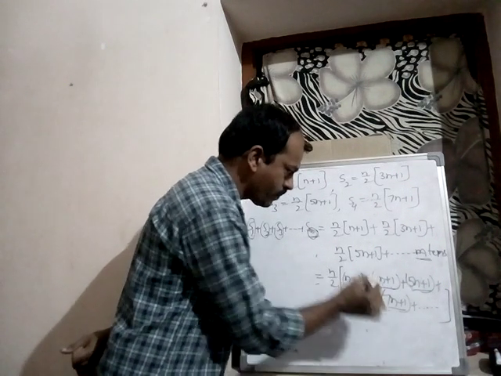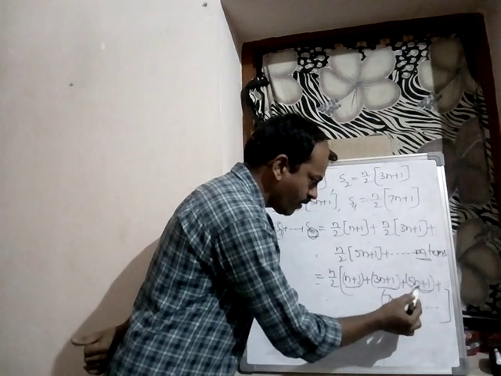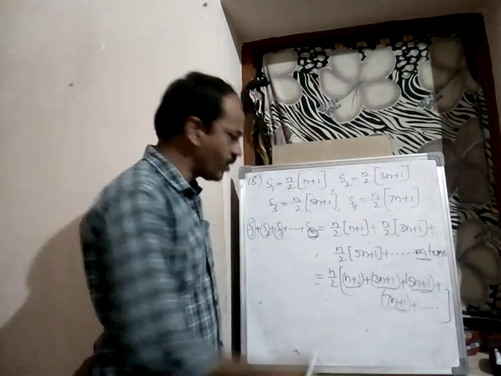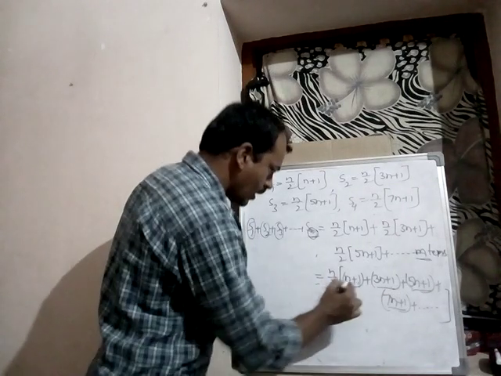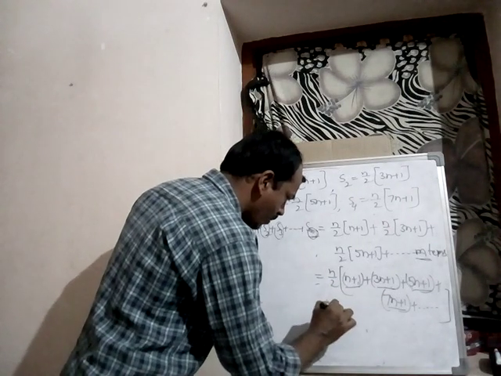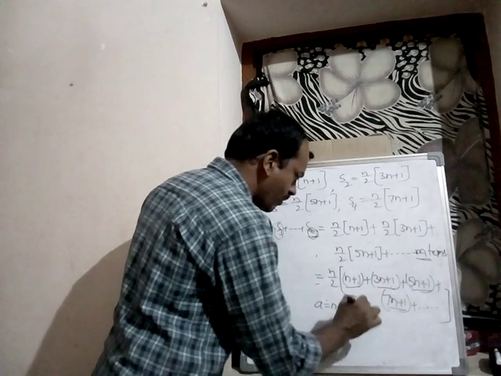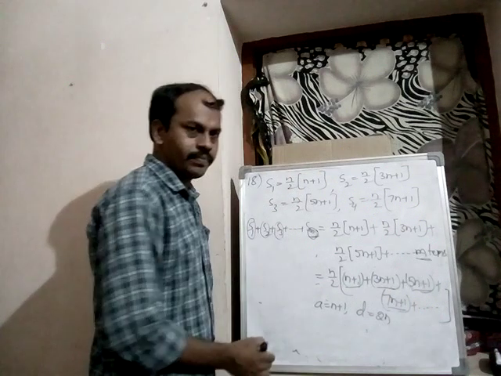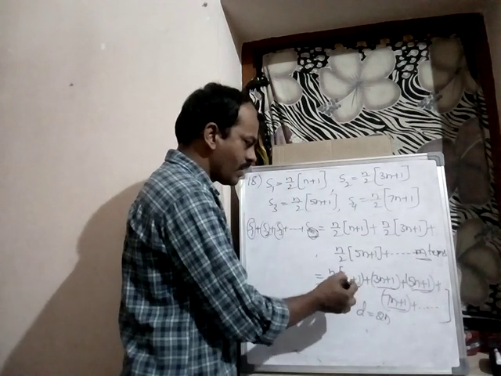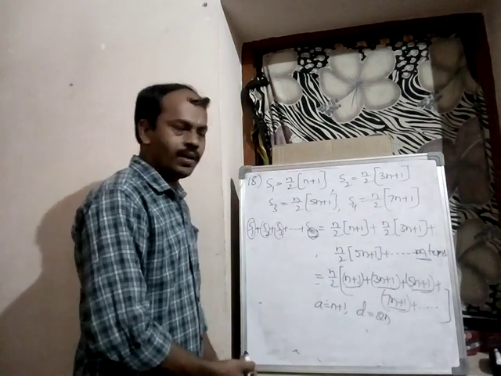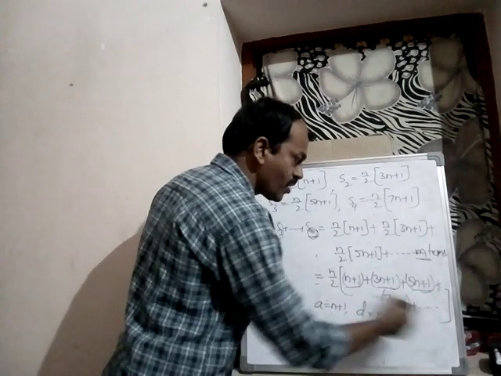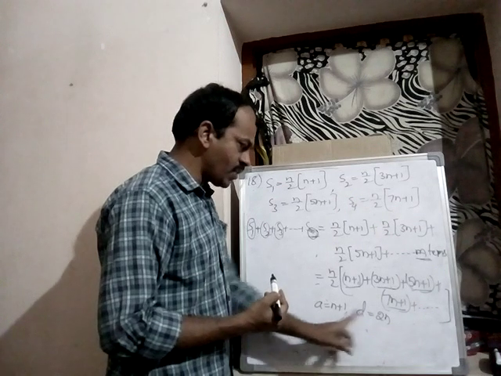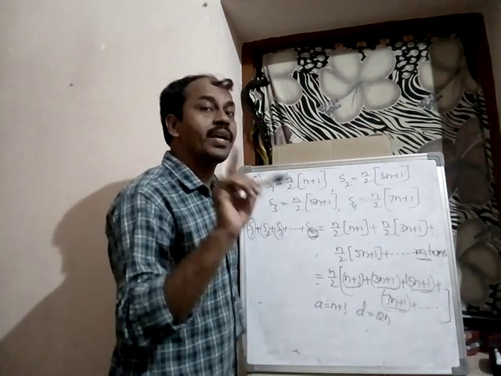Here n plus 1, 3n plus 1, 5n plus 1, 7n plus 1, next one 9n plus 1, like that only. So this is an AP series. The first term a is equal to n plus 1. The common difference d is T2 minus T1: the plus 1 and minus 1 cancel, 3n minus n is 2n. Now we have to find the sum of m terms, with a equal to n plus 1 and d equal to 2n.